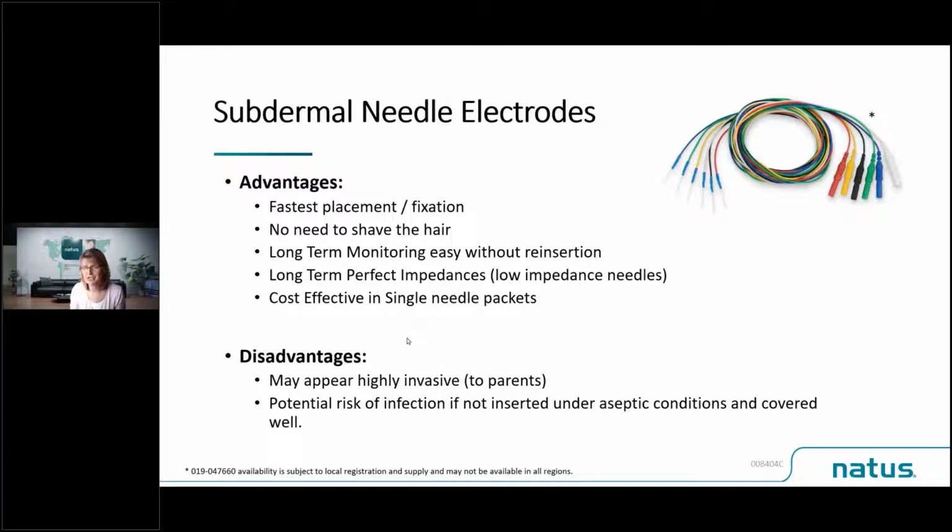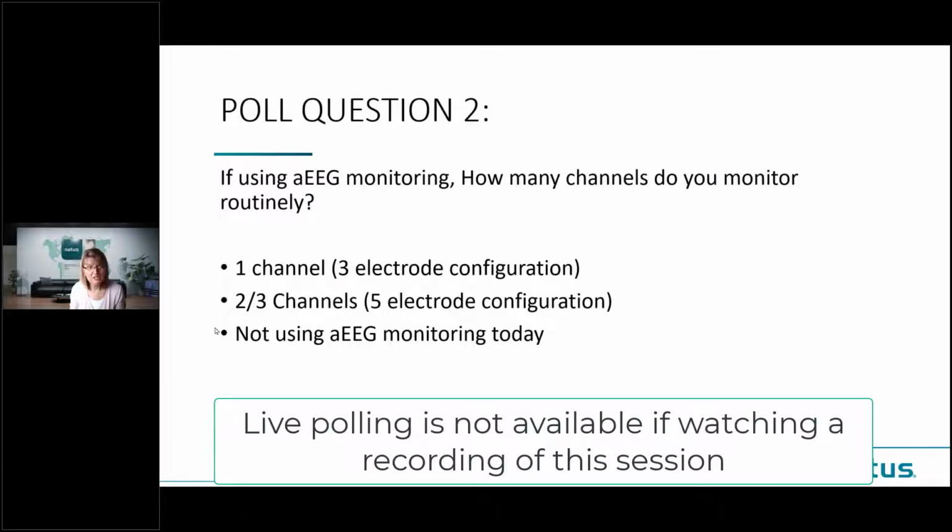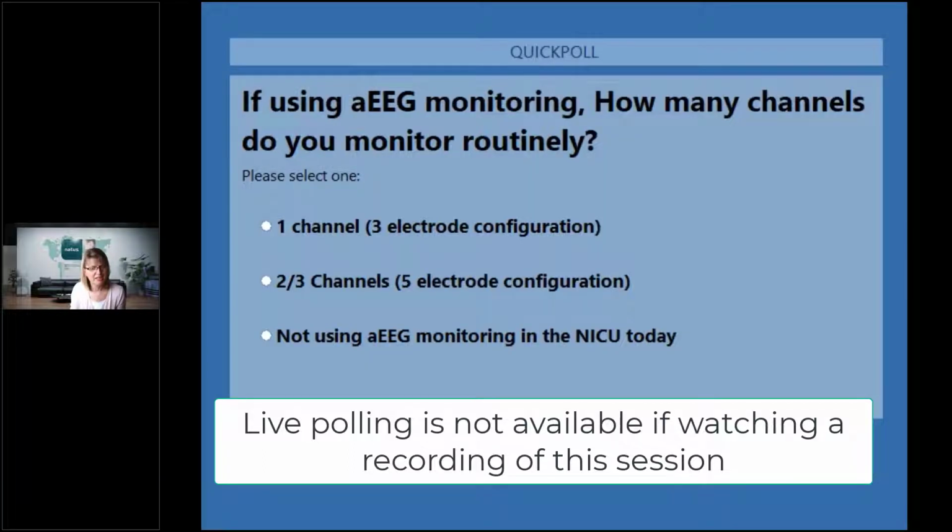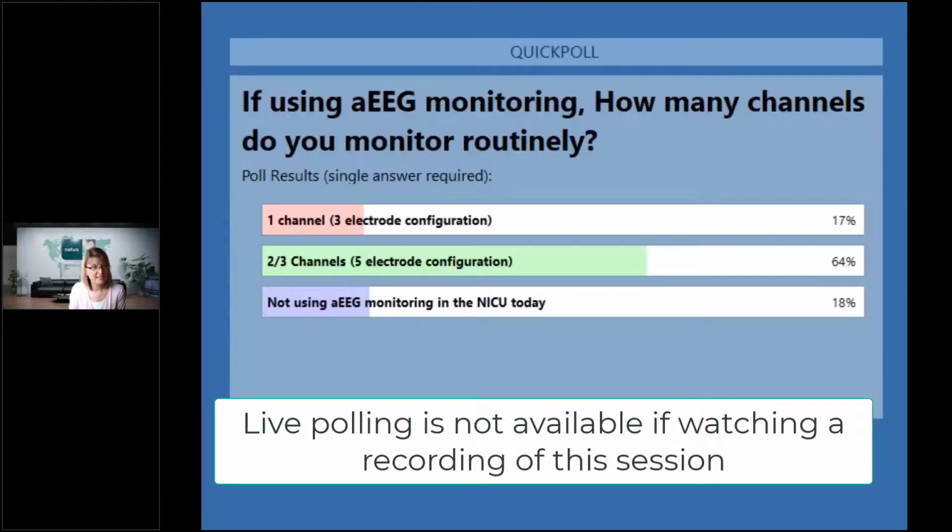Okay, so I want to launch the second poll question for everybody, and this is before we move into the channels of monitoring. I'd like to understand how many channels of aEEG you guys are monitoring today. So are you using one channel? That means you've got a 3 electrode configuration. Are you using 2 to 3 channels? That means you've got a 5 electrode configuration. Or are you not using aEEG today? And I will share the results with everybody so we can all see.